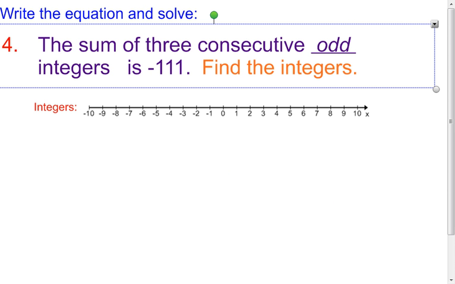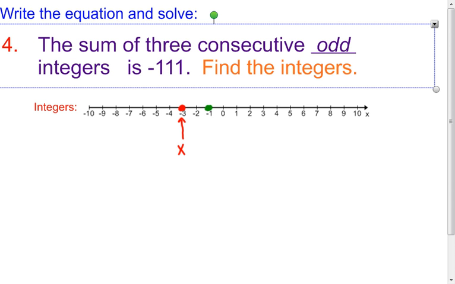Okay, these next ones are a little bit different because I'm wanting to find three consecutive odd integers. So I want you to think about this. Let's just say this is a spot on the number line. This spot right here I'm going to call x. Now I need the next consecutive odd integer. I can't go to the next consecutive integer, I have to go to the next consecutive odd integer.